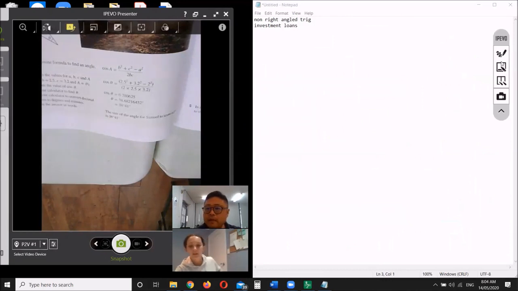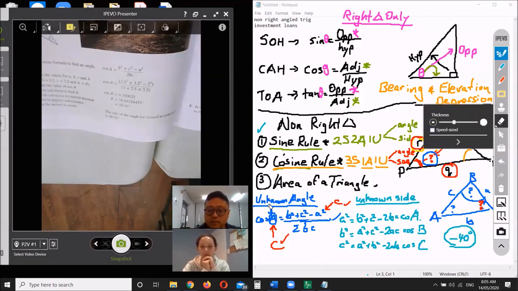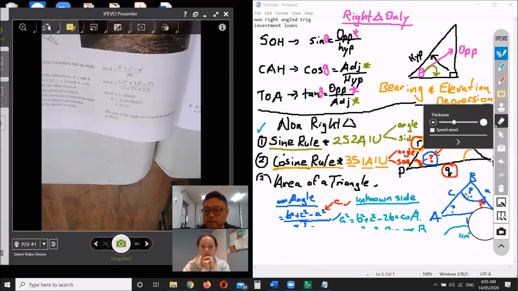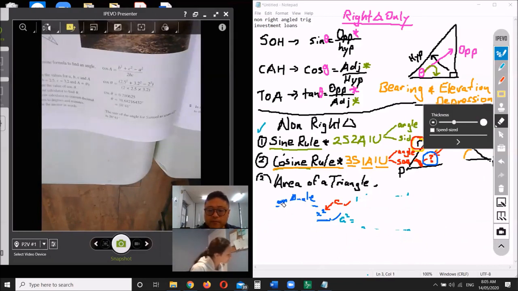The next thing we're going to do for non-right angle trig is the area of a triangle. And area of a triangle is really quite simple. You just have to remember the formula. Oh, you actually don't even have to remember the formula, because I think the formula is in the reference sheet.